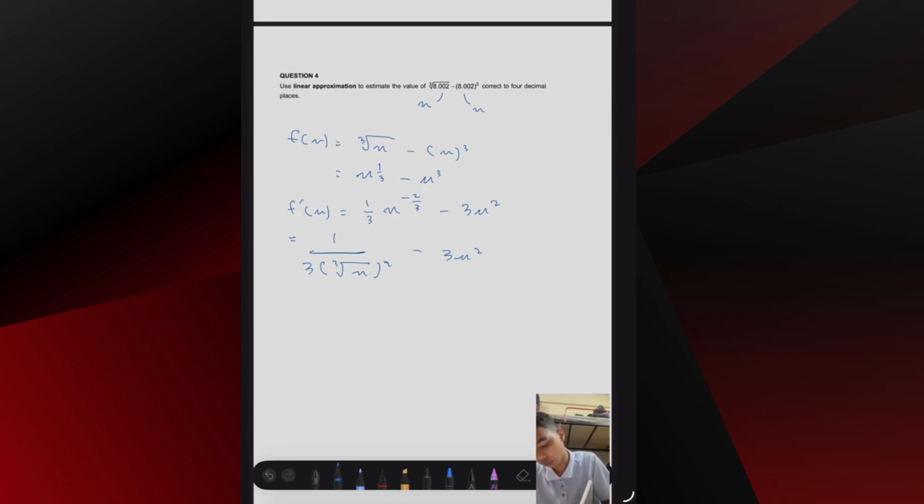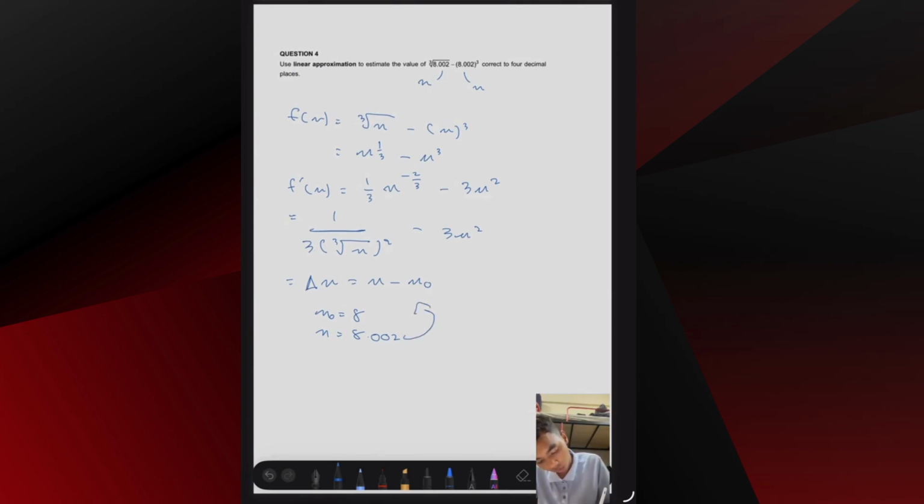So we settle for the second step. The third step is we need to determine the value of delta x and x naught. How to determine it is we just write the formula: delta x equal to x minus x naught. So what is x naught? X naught is the convenient starting point. X naught is 8, so we write x naught equal to 8 and x equal to 8.002.